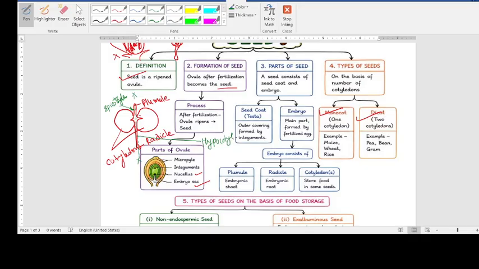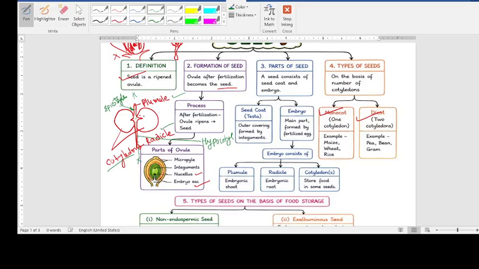So these five terms we should always remember whenever we are talking about seed. What is plumule? That forms future shoot. What is radicle? Which forms future root. This thick, swollen structure which stores food is called cotyledon. If these are two in number, it is called a dicot plant. If it is one in number, it is called a monocot plant.